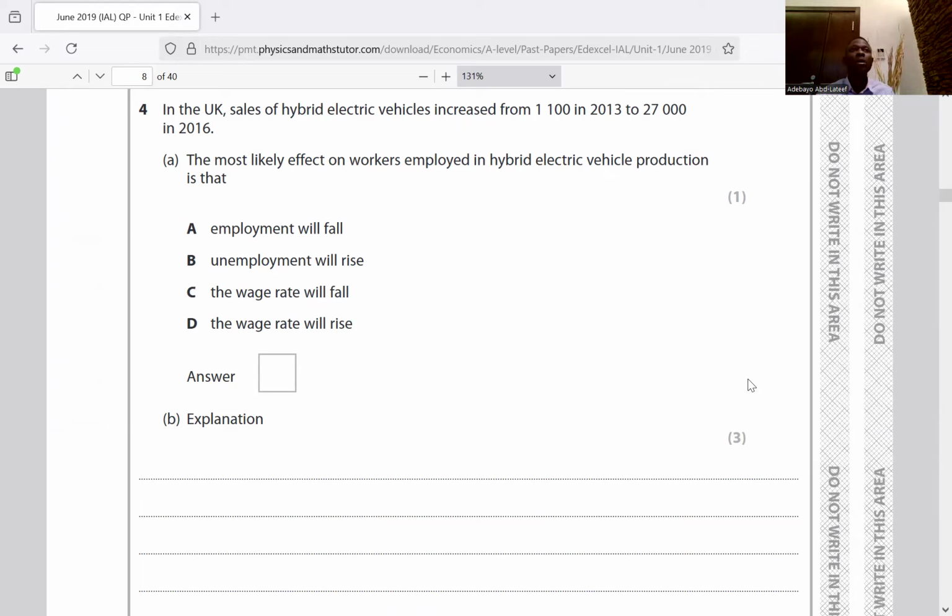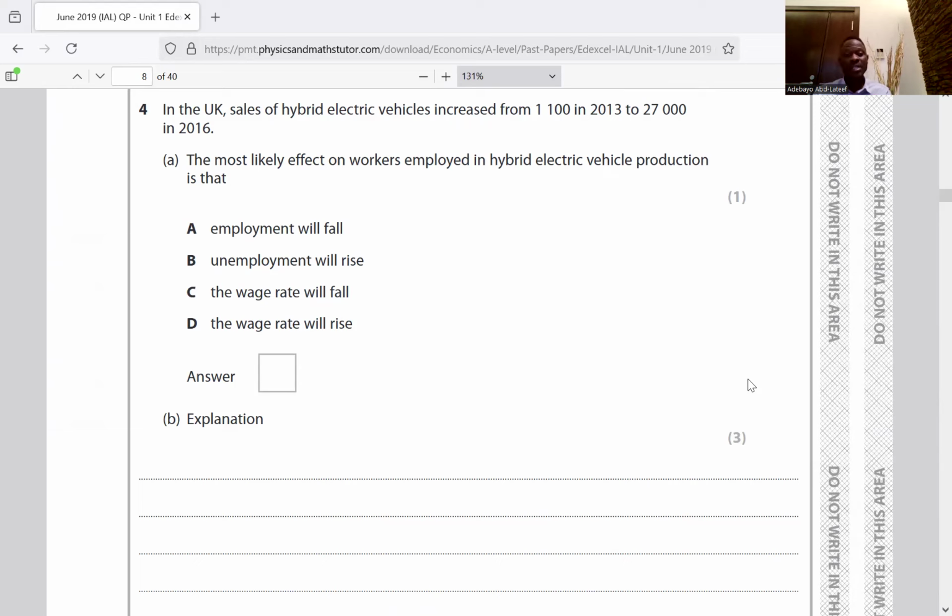C, the wage rate will fall. The demand for labor is a derived demand. Because the demand for hybrid electric vehicles is increasing, the demand for labor would increase. And when the demand for labor increases, it is expected that the wage rate increases. So the wage rate is not expected to fall. It is not C. So the answer is D.